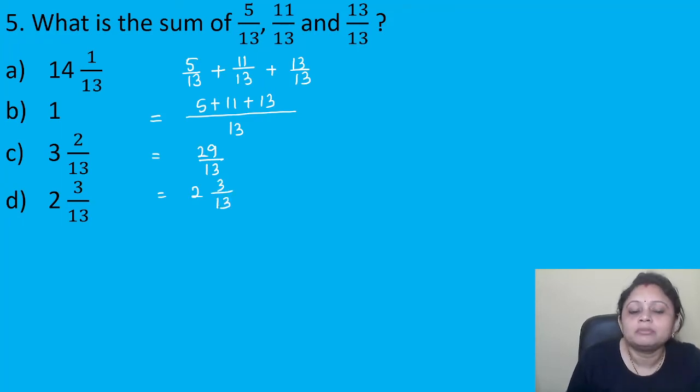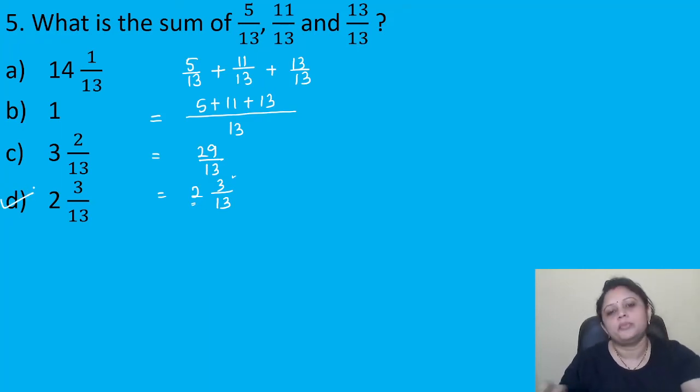When we convert this 29 by 13 to a mixed fraction, you can divide 29 by 13. So 2 will be the quotient, and 3 is the remainder that will be present as the numerator, and the denominator is always the same. So the answer is 2 whole 3 by 13, which is present in option D.